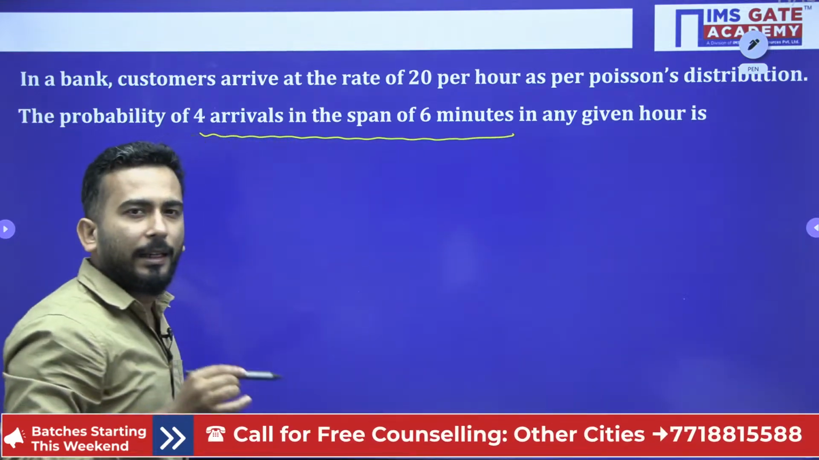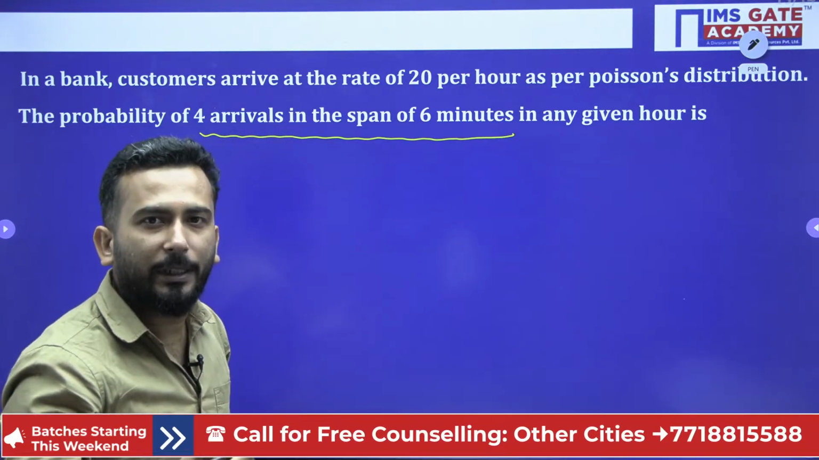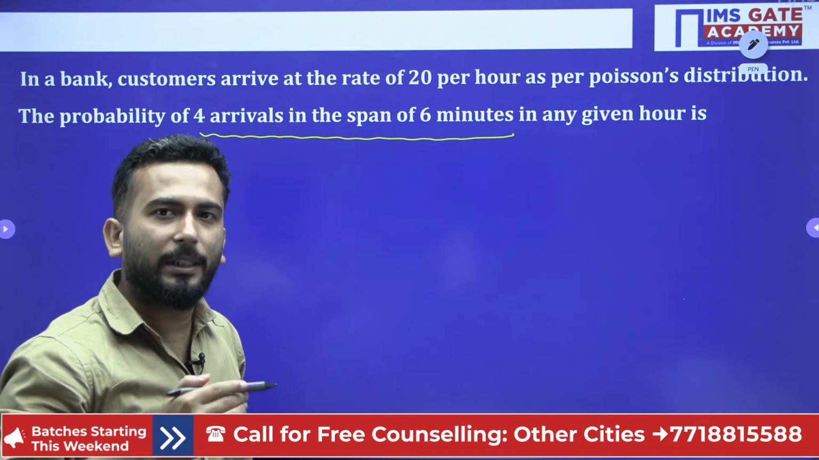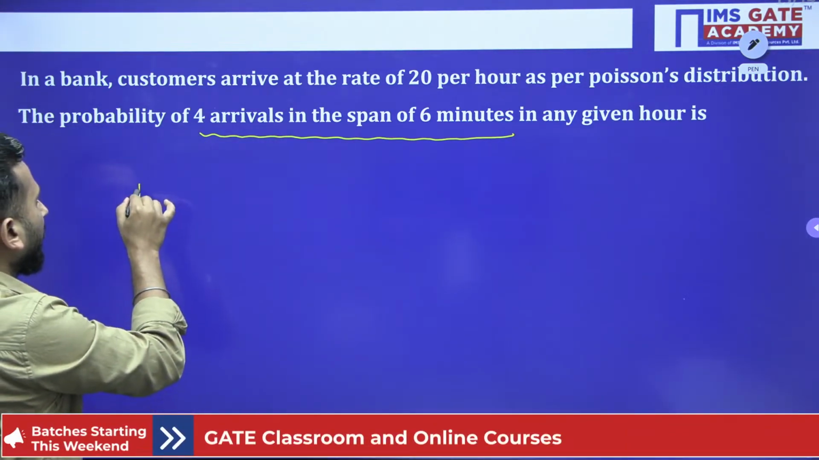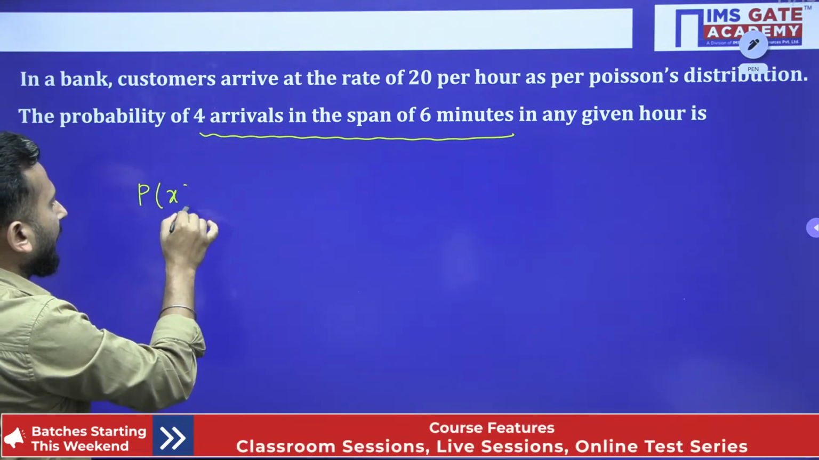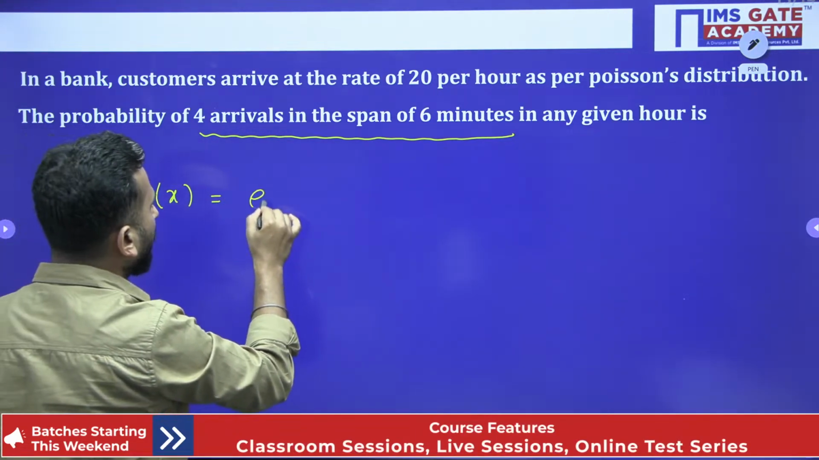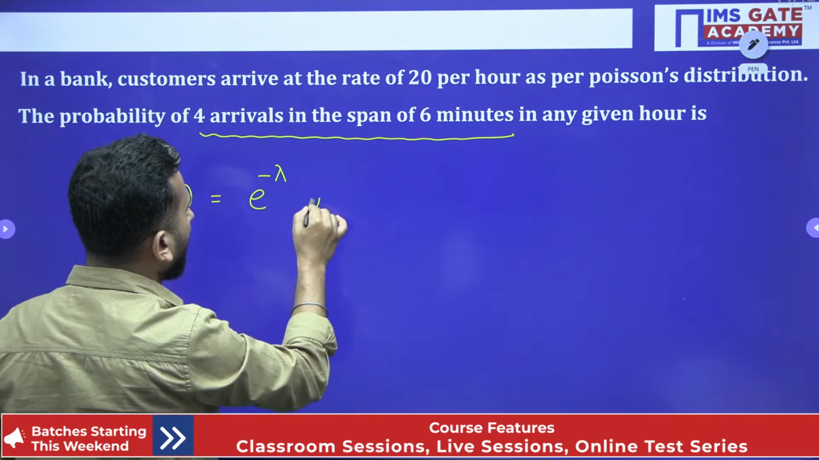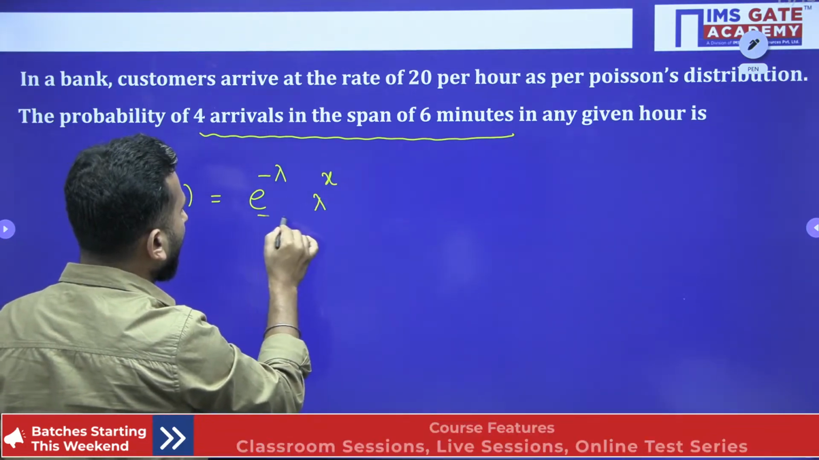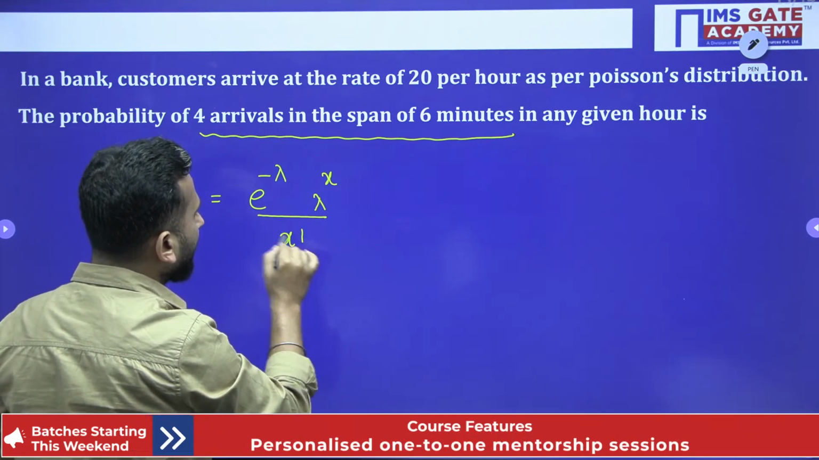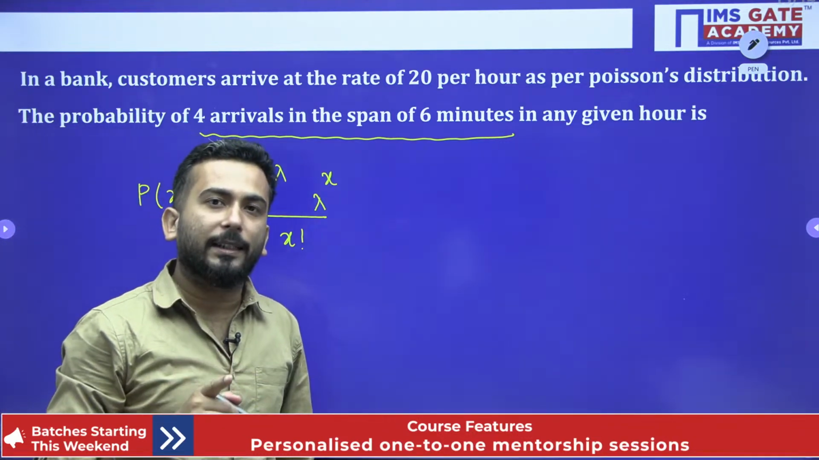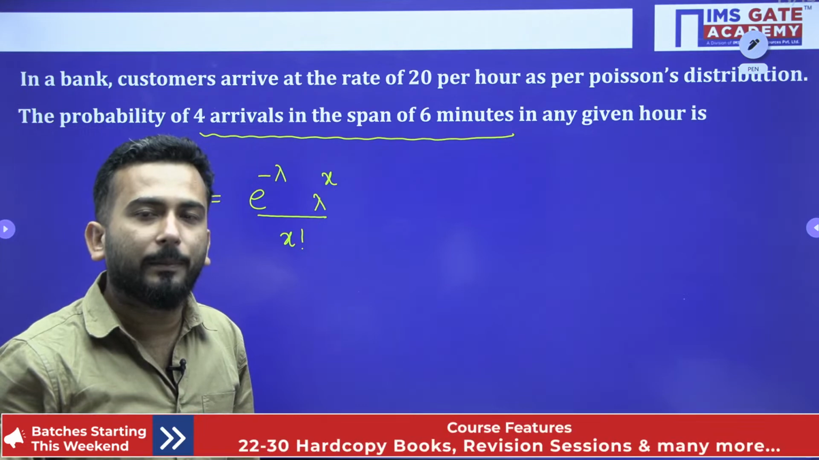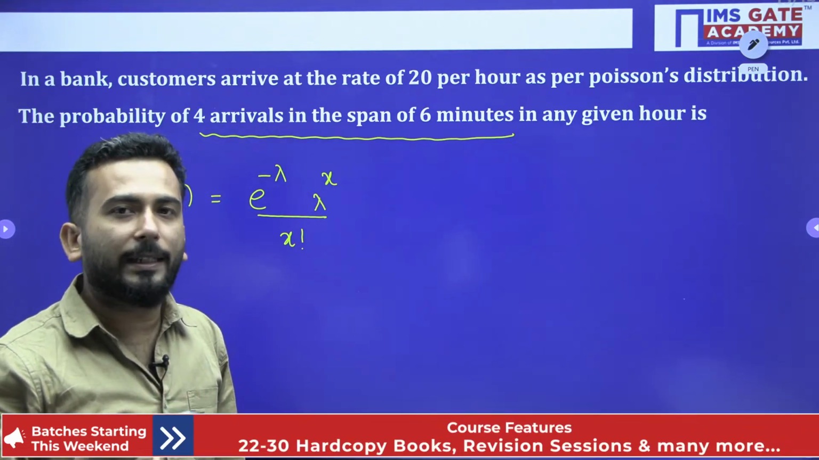He's asking you the probability of 4 arrivals in a span of 6 minutes. N arrivals in time t. Yes or no? N arrivals in time t. So till now we know the probability for x arrivals is e to the power minus lambda, lambda to the power x by x factorial. But this is the probability of x arrivals in unit time, not any time t.